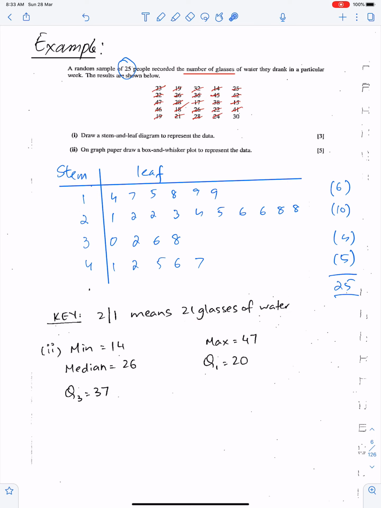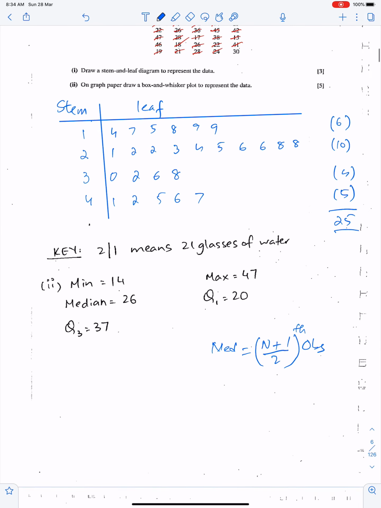Now the second part: on graph paper, draw a box and whisker plot to represent the data. For that we must have 5 important pieces of information: minimum observation, maximum observation, median, Q1, Q3. I already discussed how to get median and quartiles in my first lecture of this chapter, representation of data. For median we use this formula. I'm just writing the formulas here. Make sure you have watched my first lecture on this chapter.